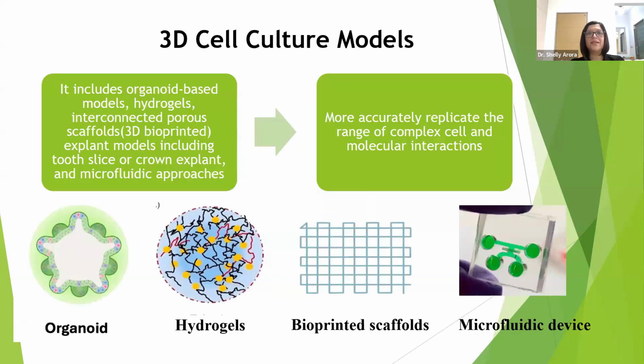So what are the various types of 3D cell culture models? It includes organoid-based models, as you can see in this picture. They can be in hydrogels. They can be interconnected porous scaffolds like 3D bioprinted models and microfluidic devices. They more accurately replicate the range of complex cell and molecular interactions. I think you might have heard of organ on chip and tooth on a chip, which I will tell you about in subsequent slides.